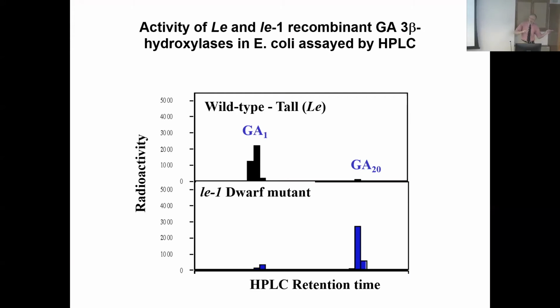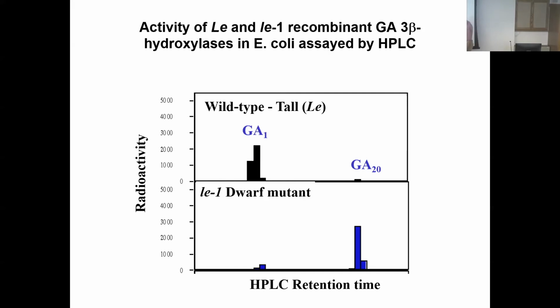So we did this with the gene from the tall plant and the gene from the dwarf plant, and then looked at how much metabolism there was if you fed GA20 to the bacterium. We asked how much GA1 it would make, and here is the result. This is high performance liquid chromatography. This is the amount of radioactivity. This is the position where GA20 comes off. GA1 comes off much earlier off the column.